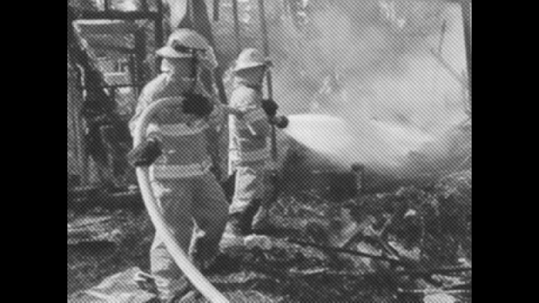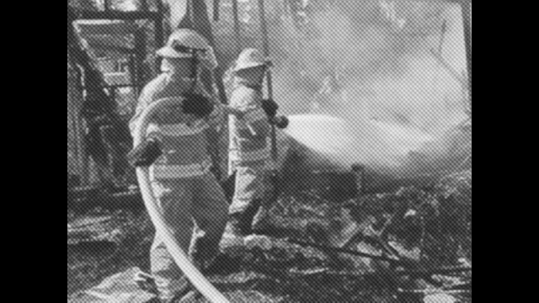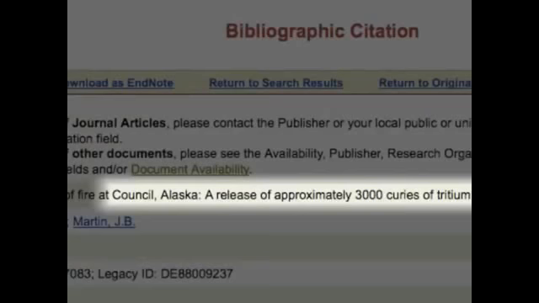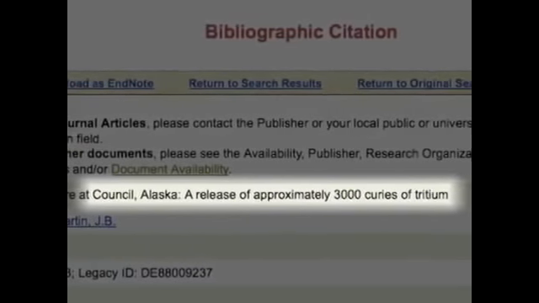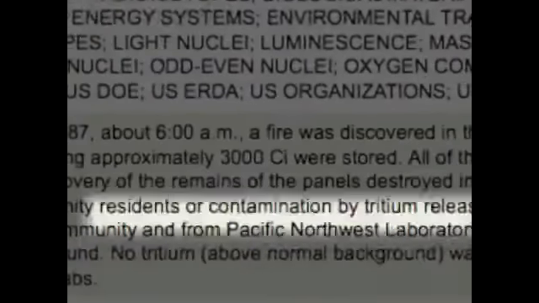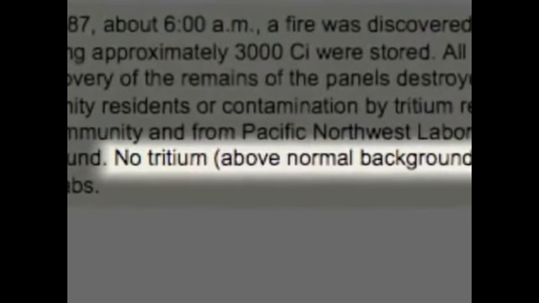In 1965, in Council, Alaska, there was a building fire involving the release of 3,000 curies of tritium, about 100 times more than what was supposedly released by the 9/11 airplanes. Water samples from that incident showed no tritium. None.